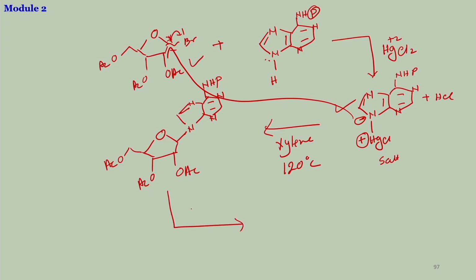This deprotection you can do by treating with ammonia in methanol. It will deprotect both of these, both the acetylate and here. This will leave you with free hydroxyl, free OH here, and here you will have the free adenine form. So, you have your adenine synthesized.